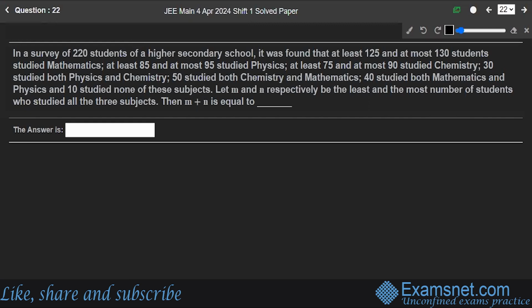Question number 22. In a survey of 220 students of higher secondary school, it was found that at least 125 and at most 130 students studied mathematics. At least 85, at most 95 studied physics. At least 75, at most 90 studied chemistry. And 30 studied physics and chemistry, 50 studied chemistry and mathematics, 40 studied mathematics and physics, and 10 studied none of these subjects. Let M and N respectively be the least and the most number of students who studied all the three subjects. What is M plus N equal to?